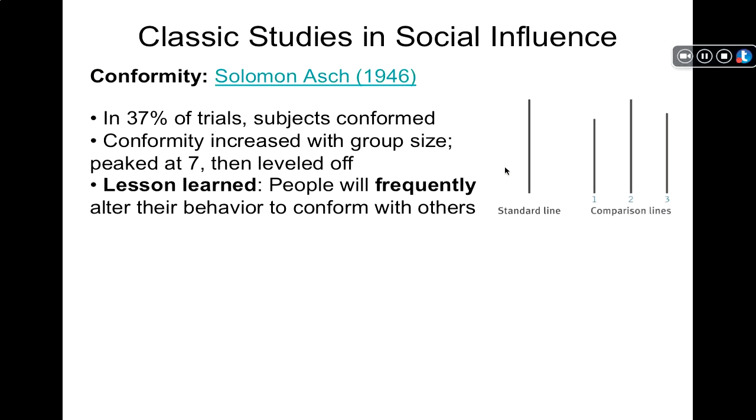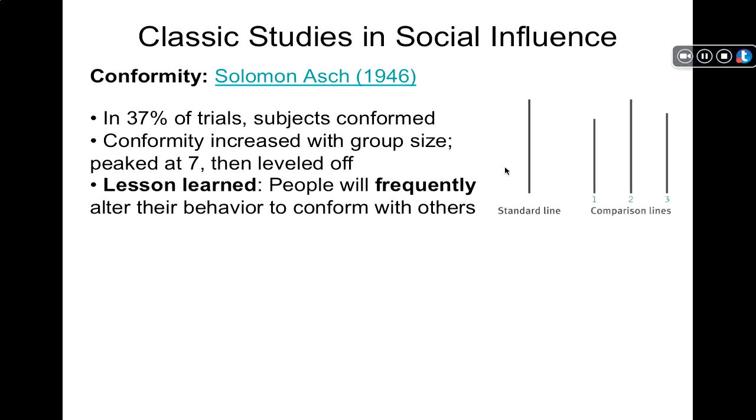Some of the factors that affected conformity was group size. So as group size increased, that is, as it went from around 2 and then increased to about 7, conformity increased, that is, the greater percentage of individuals went along as group size increases. But then 7 was kind of the magic number. Things kind of leveled off.